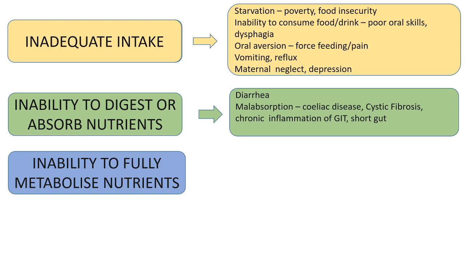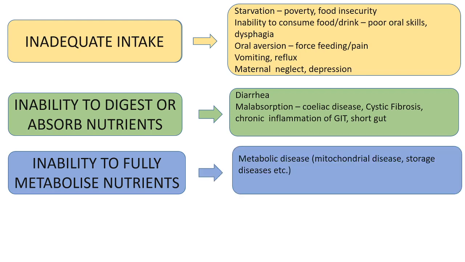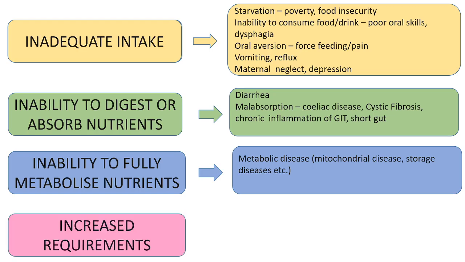Inability to fully metabolize nutrients. In this case we have enough food and the food can be absorbed, but in metabolic disease, in which cells can't take up these nutrients, we can see malnutrition. And it's quite a rare disease. We will discuss it in our practical class, like mitochondrial diseases, storage diseases. So in this patient, we can see malnutrition. It's usually stunting, which is short stature, and it's due to this inability to take the nutrients from the bloodstream.